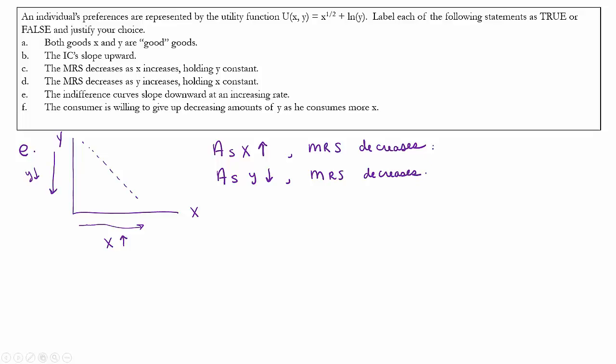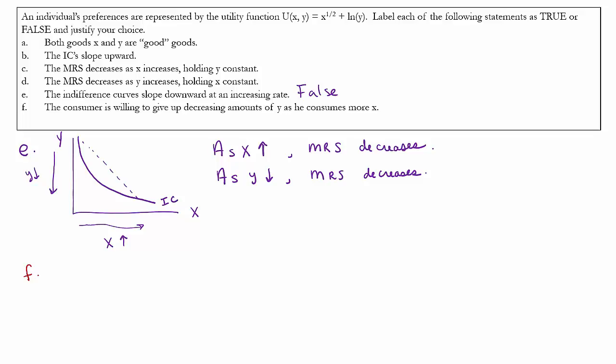So from left to right, as x gets bigger and as y gets smaller, the MRS should decrease. That means the indifference curve flattens out, and so the curve slopes down at a decreasing, not increasing, rate. This curve slopes down at a decreasing rate, making statement E a false statement.